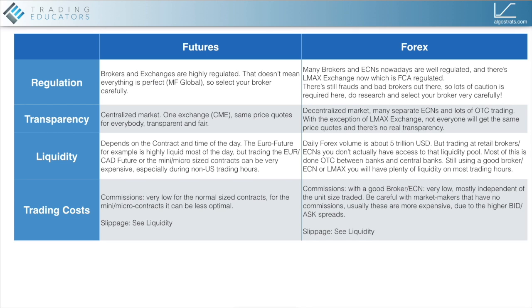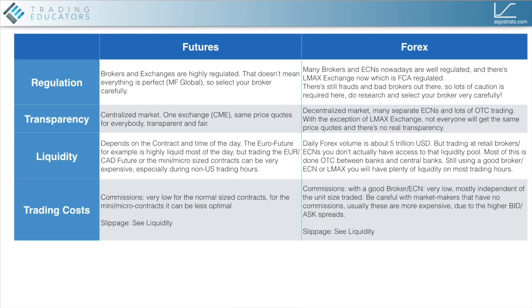Now when it comes to trading costs in the futures, in the standard contracts, the commissions are very low. For the mini and micro contracts it's a bit worse. When it comes to slippage, it depends strongly on the liquidity of the market, of course, and that's very different between the Euro future and, for example, the New Zealand dollar, depending on what time of the day you're trading. In Forex, with a good broker or ECN, you're going to have very low commissions, and the liquidity going on is mostly independent of the unit size you're trading.